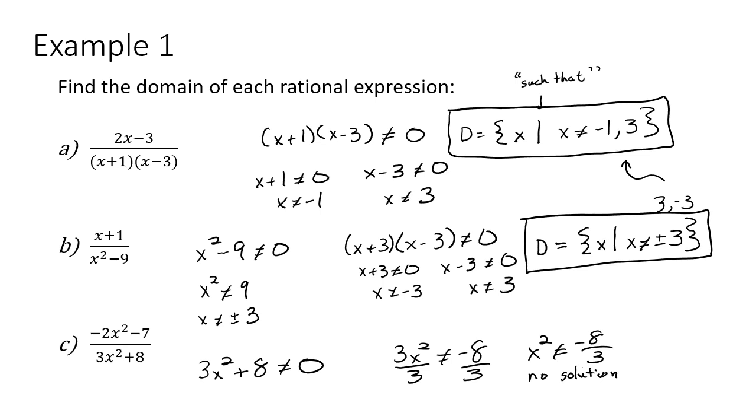So be a little bit careful. Don't get the restrictions mixed up with the domain. If our domain is all real numbers except for the restrictions, in this case, we have no restrictions. So our domain is just all real numbers. Everything works.